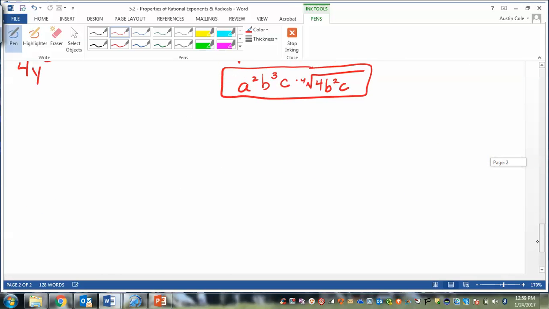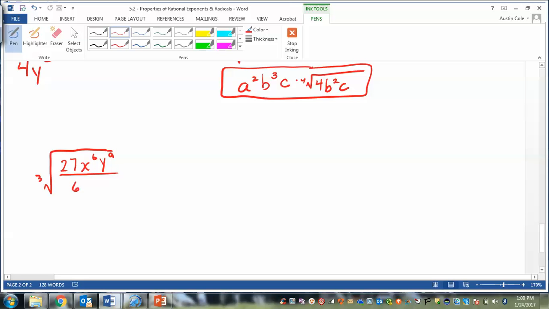All right. Okay, last one. Cube root of, it's going to be a fraction, 27 x to the 6th y to the 9th over 64 z cubed.